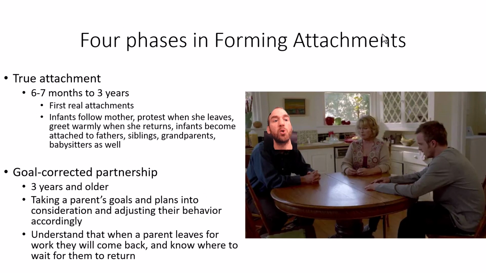Next, we have something called true attachment, 6 to 7 months to 3 years. This is characterized as the first real attachments. Infants follow mother, protest when she leaves, and greet warmly when she returns. Infants can become attached to fathers, siblings, grandparents, and babysitters as well. And then goal-corrected partnership, 3 years and older, taking a parent's goals and plans into consideration and adjusting their behaviors accordingly. They understand that when a parent leaves for work, they will come back and know where to wait for them.